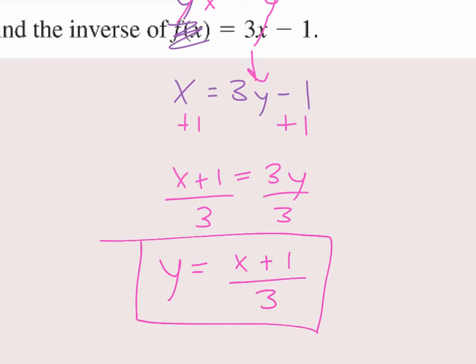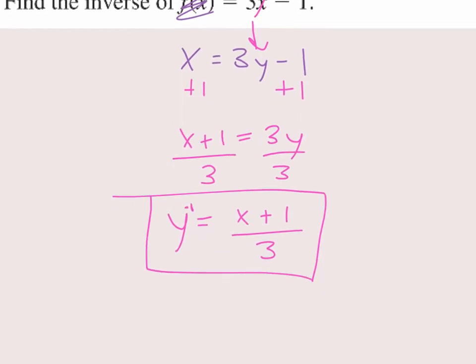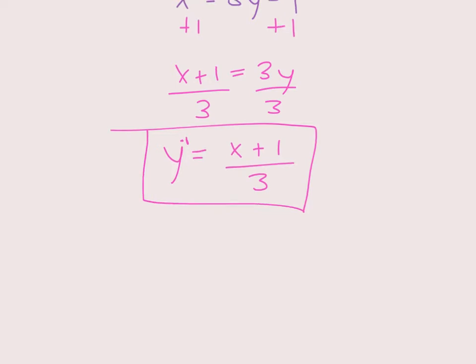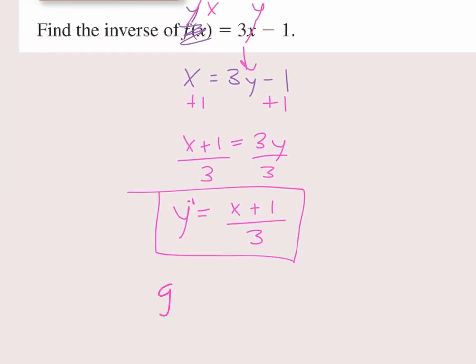To show that it's the inverse, we just put a little negative 1 up top. So this just indicates that it's the inverse. We could also see the inverse. Since we started with f of x, we could call our inverse g of x. Which, again, it's just the same thing as y. It's just like a name for your function. So you could see it either way, like this. But they're the same thing, the inverse.